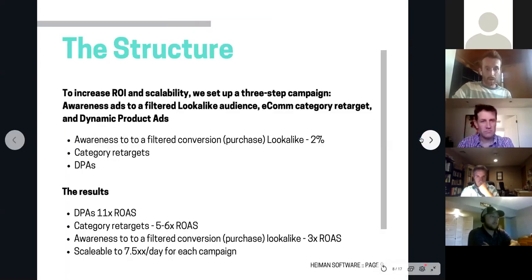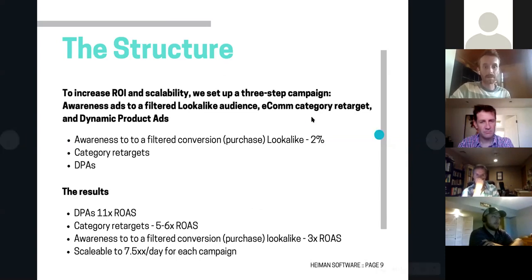And so what we did to increase the return on investment and be able to scale more was to set up a 3-step campaign. And this one's going to be more interesting. I'm going to talk about this structure in a second. This structure is really the secret behind running social ads. So bear with me. I think these examples will make a lot more sense in a couple of minutes.